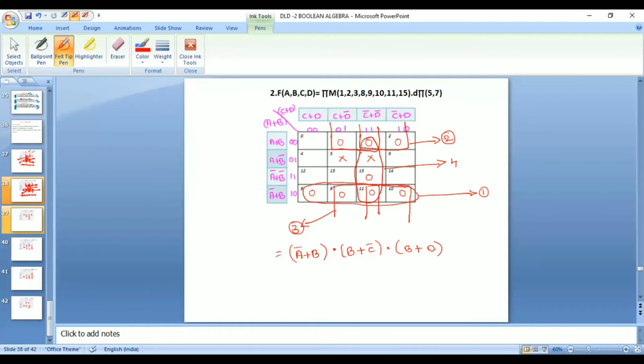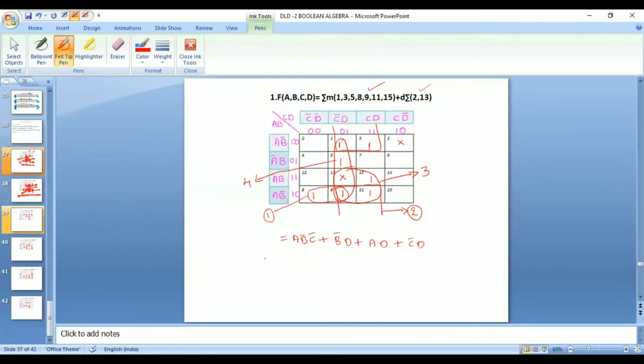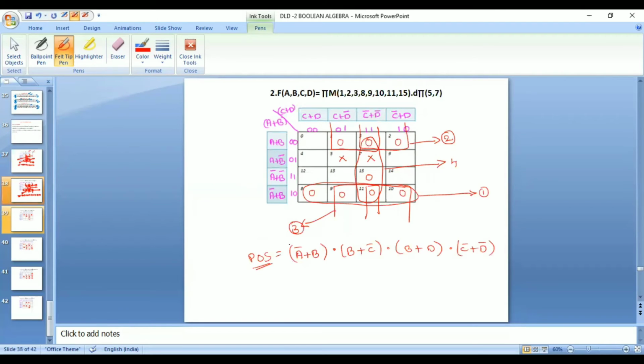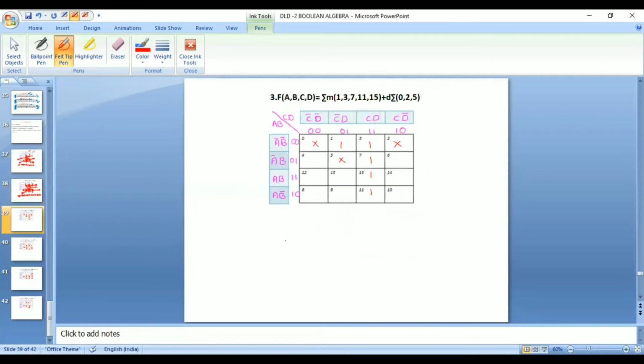Then come to the fourth one, so the fourth one is into A, C bar plus D bar. So these types of expressions are called what? POS, product of sum. The previous one is SOP form, because these are the min terms, sum of product, and this is the product of sum. Let us come to the next problem.